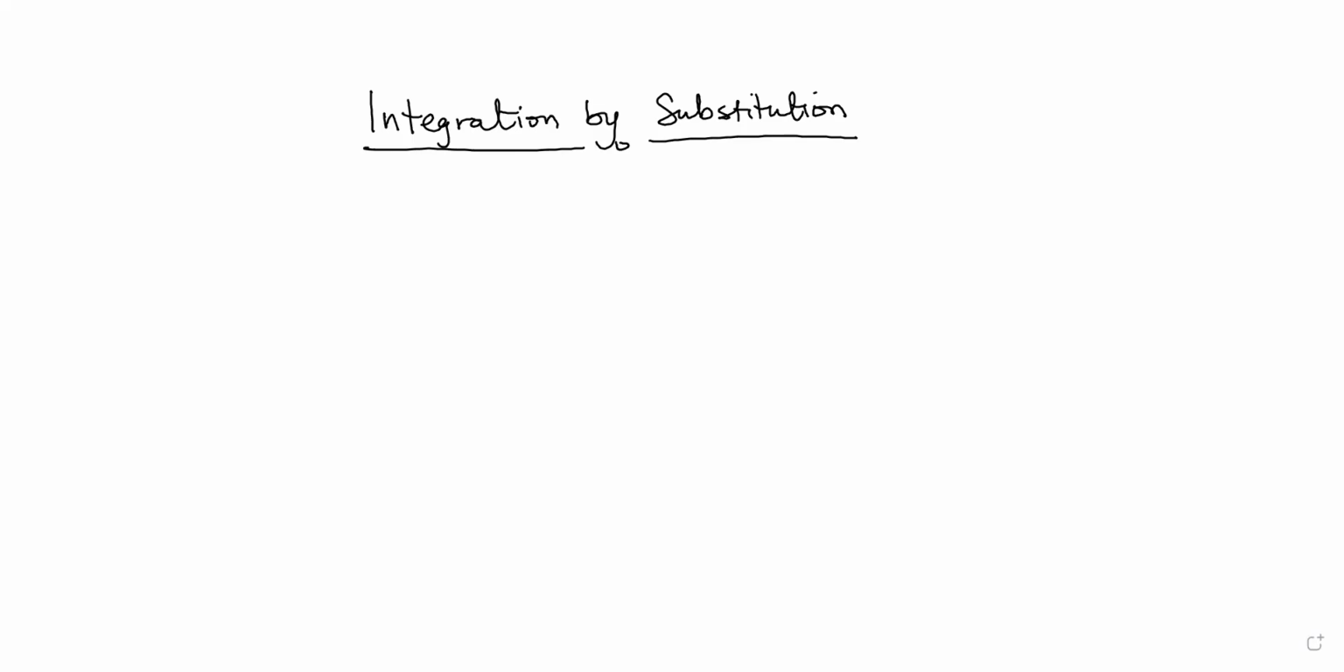And we use it when, one, there's a composite function, which is a function inside another function, or a product of a function where one is the derivative of the other. So let's quickly take some examples on integration by substitution.